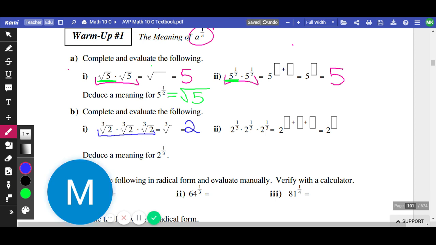If you put in your calculator 2 to the power of 1 divided by 3 times 2 to the power of 1 divided by 3 times 2 to the power of 1 divided by 3, you get 2. This means that these two things must be the same, right? Just like our last example. So that means that 2 to the power of 1 over 3 is actually equal to the cube root of 2.